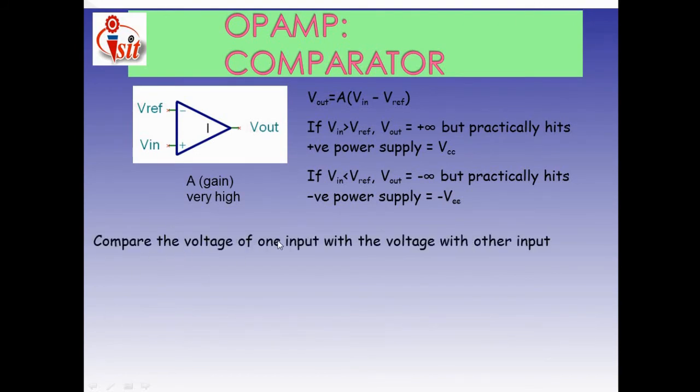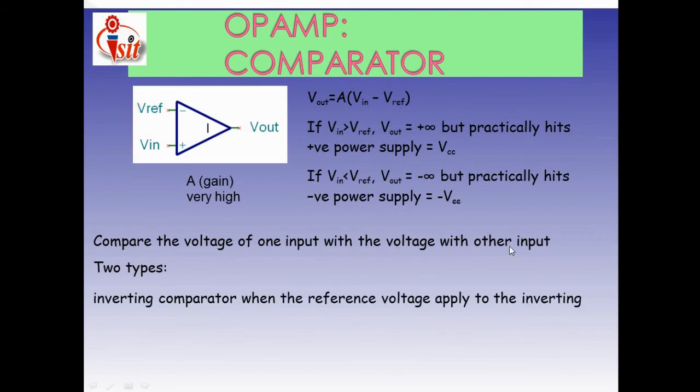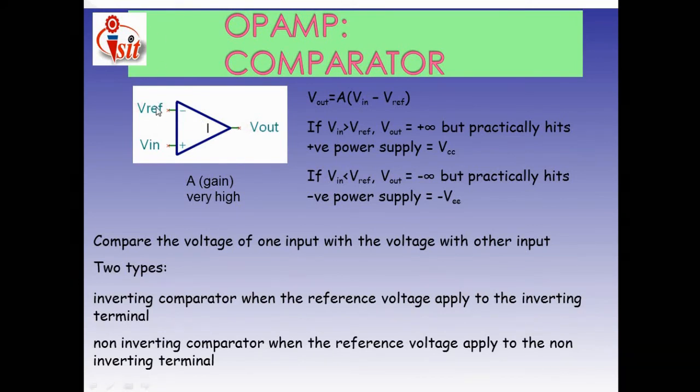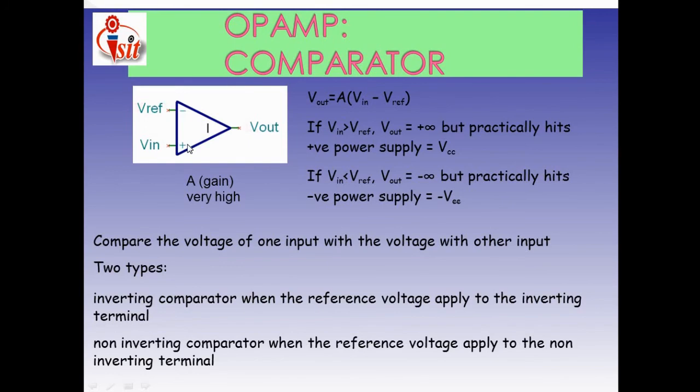Then, to compare the voltage of one input with the voltage of the other input, there are two types: an inverting comparator, when the reference voltage is applied to the inverting terminal, and a non-inverting comparator, when the reference voltage is applied to the non-inverting terminal. Here we are giving V reference to the negative terminal of the op-amp, so this type of comparator is called an inverting comparator. If V reference is connected to the positive terminal of the op-amp, that type of comparator is called a non-inverting comparator.